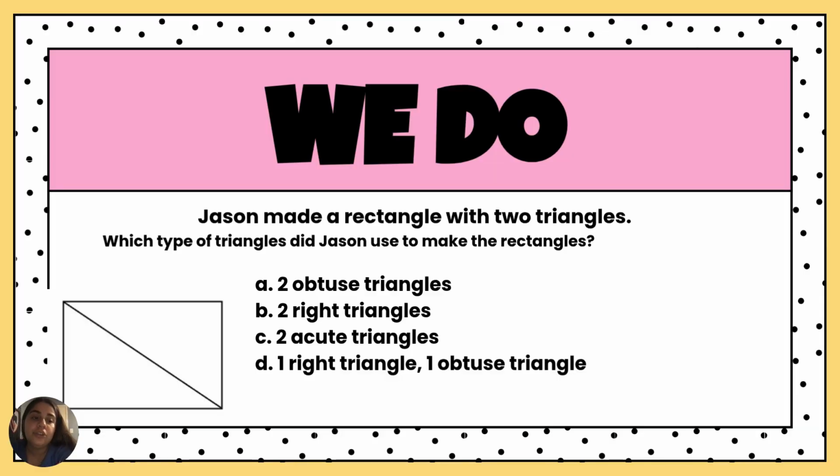Do these 2 triangles look like it's obese? Nope, I don't think so. What about B? Does it have 2 right triangles? I can see that this one is an L shape and the top one is another L shape. Okay, so it could be that one. C, 2 acute triangles. Do I see 2 tiny triangles? Nope, I don't think so.